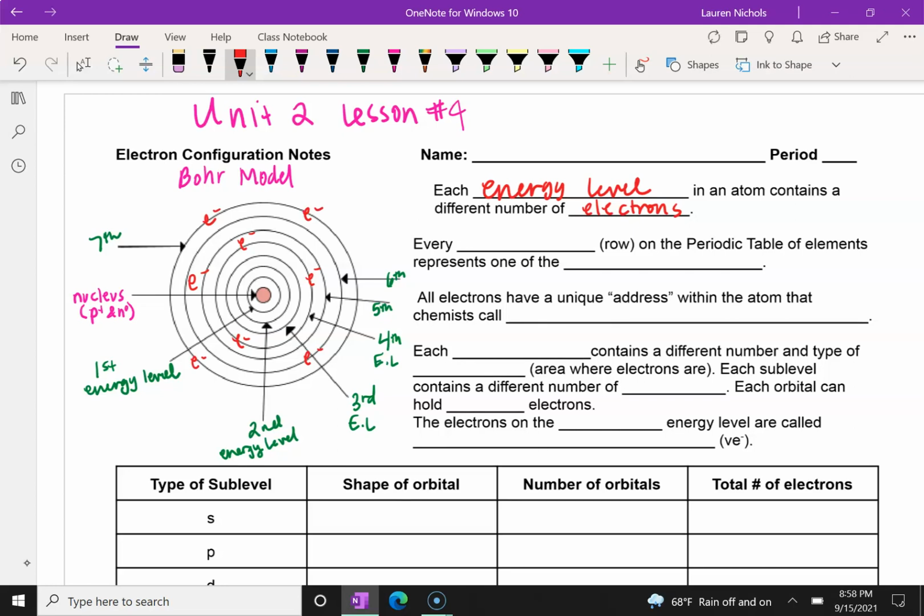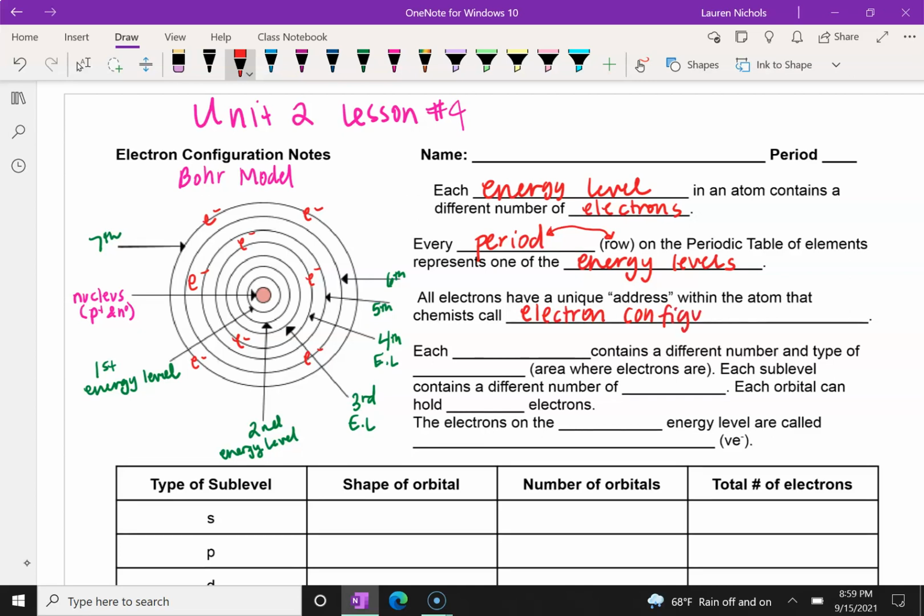Now, we've already learned that every period, which is also called a row on the periodic table, represents one of the energy levels in the atom. We learned about that in lesson number 1. But an electron in an energy level has what we call a unique address within that atom, and we call it the electron configuration.